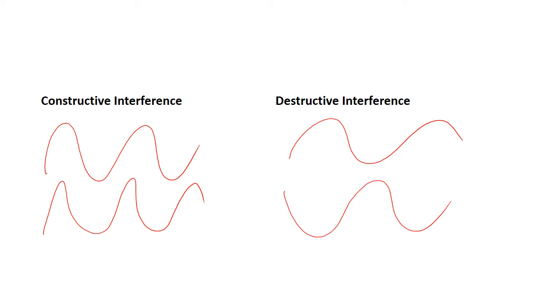And so, with constructive interference, you end up with a bigger wave. Destructive interference, you end up basically canceling. This is an interesting sort of thing because we can actually utilize this. Now, let's look at an example: radio transmission. So, you have a radio transmission.